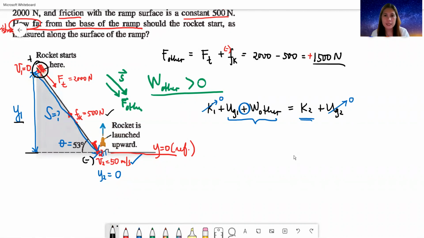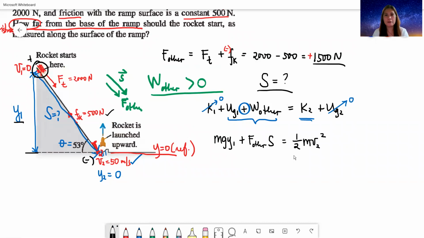So, now we're ready to put the equivalent expressions. So we have for UG, m g y1. Again, take note, we are to determine the distance s, where it should start. How far from the bottom of the ramp should the rocket be placed? Plus, we have the F other times the distance, because work other is just force times distance, right? And then this becomes kinetic energy 1/2 m speed final squared.